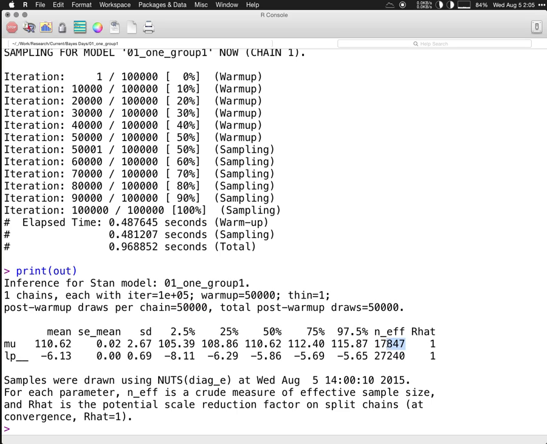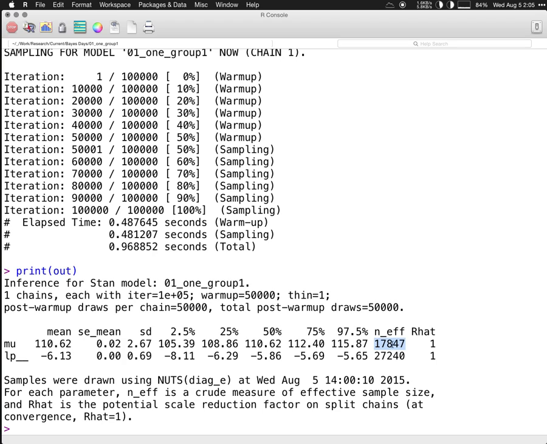It's because we've tried to sample 50,000 times, but it's often the case that you don't move enough between one sample and the other, and so there are correlations in the samples that you've obtained, and those correlations reduce the effective sample size.